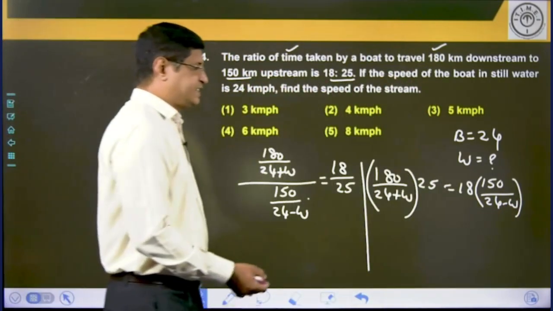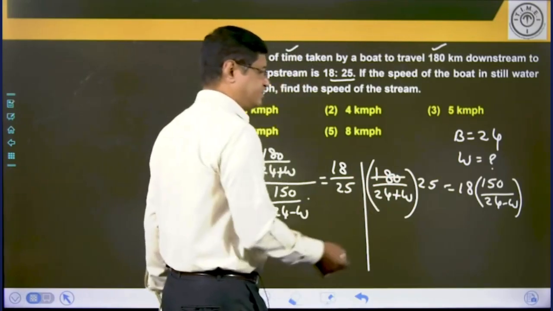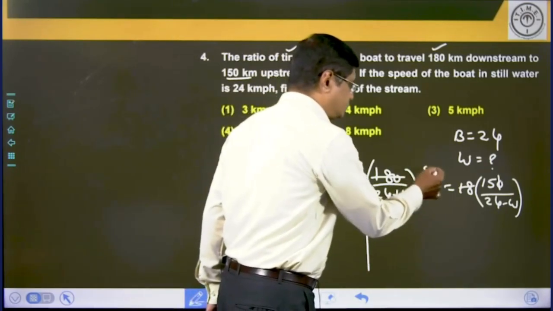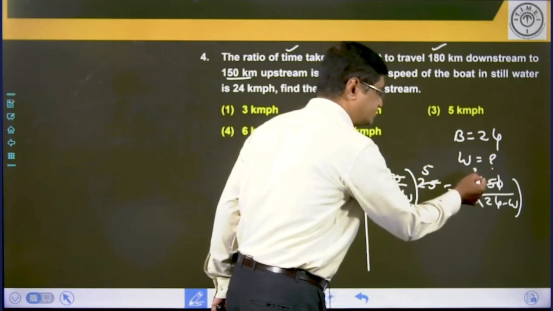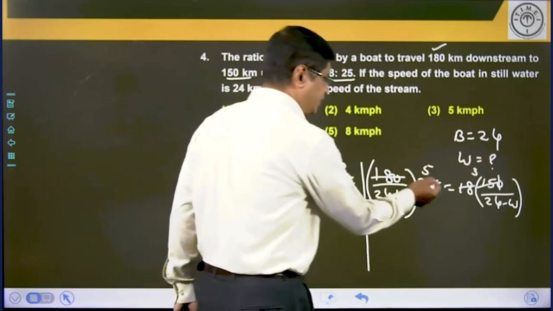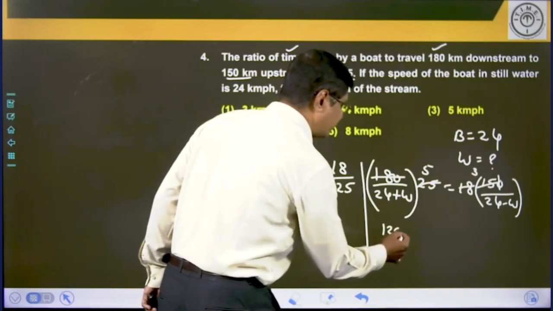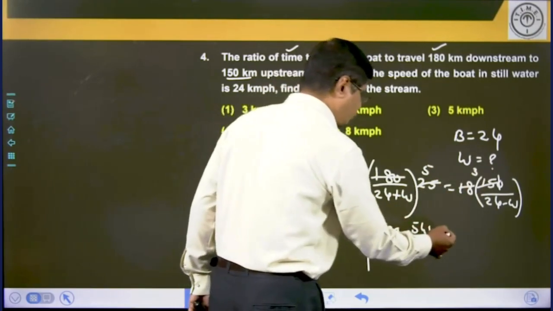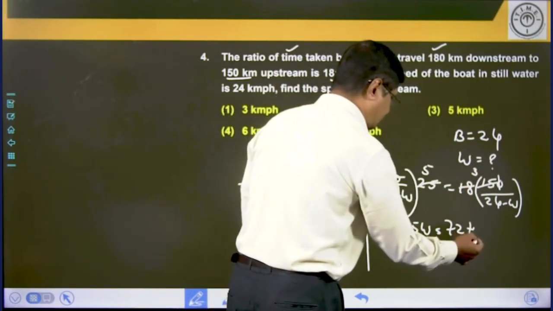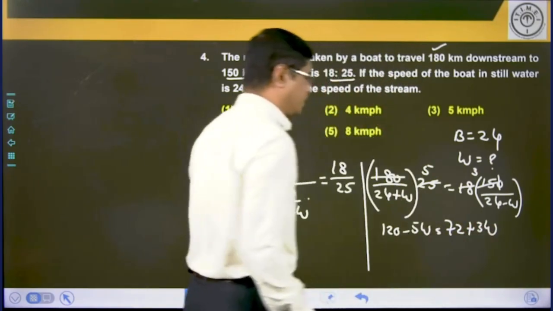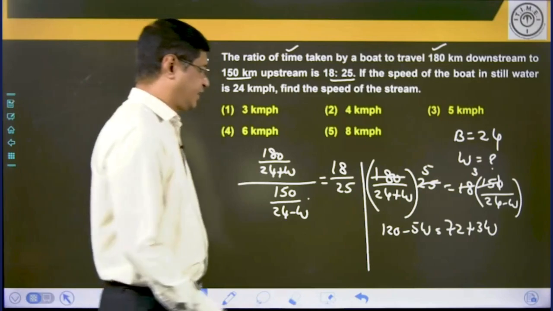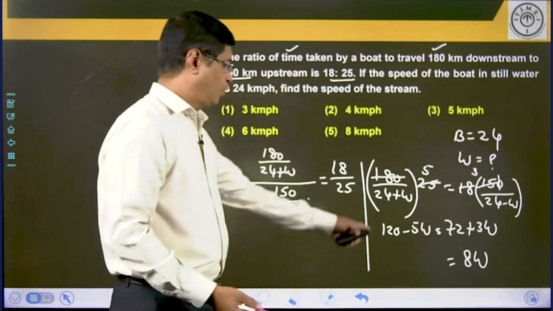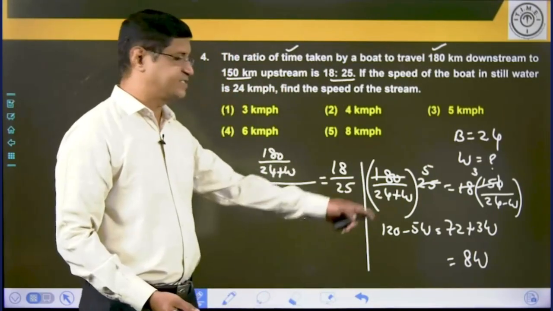Yes, we can simplify very easily. 180, here we can cancel 180. 5 times 5, 3 times. Then what is the next? 5 times 24, 120. 5 times W, that is 5W, is equal to 3 times 24, 72, and 3 times W, that is 3W. By taking variables on one side and numbers on the other side, 5W plus 3W, that is 8W. 8W is equal to 120 minus 72.